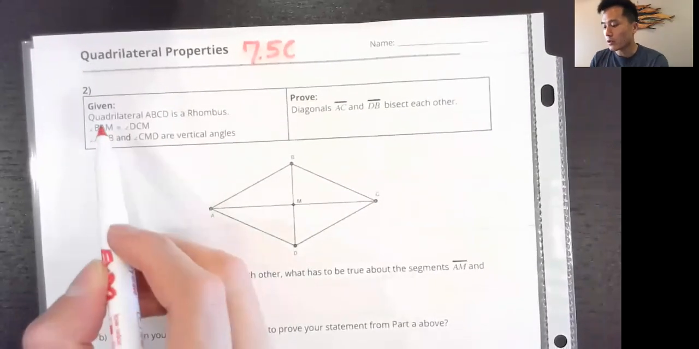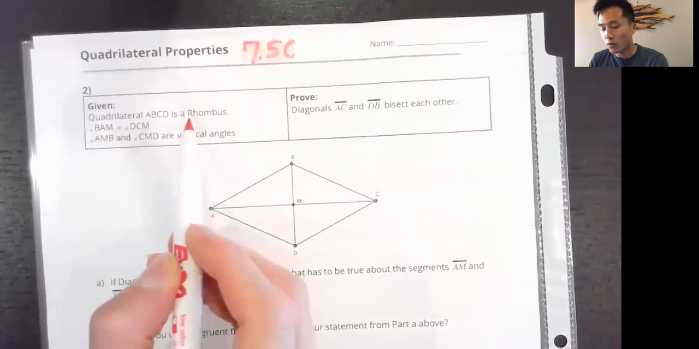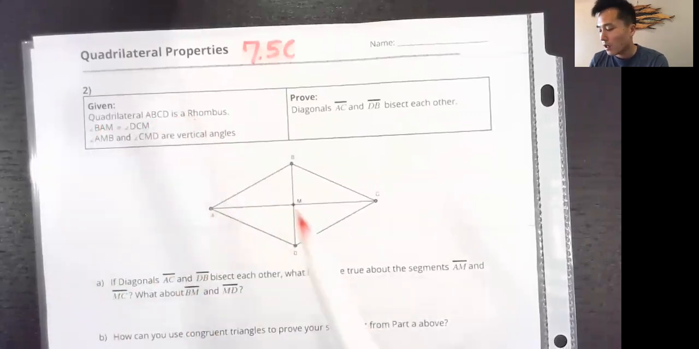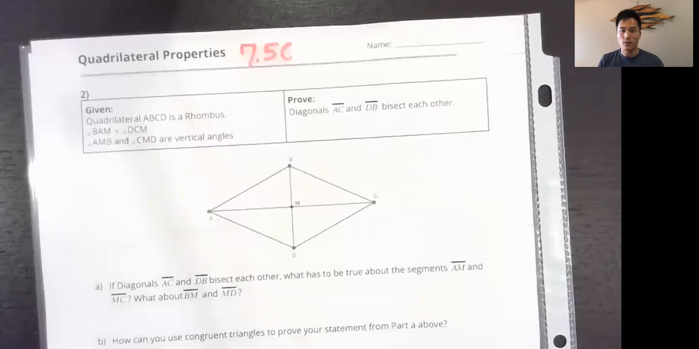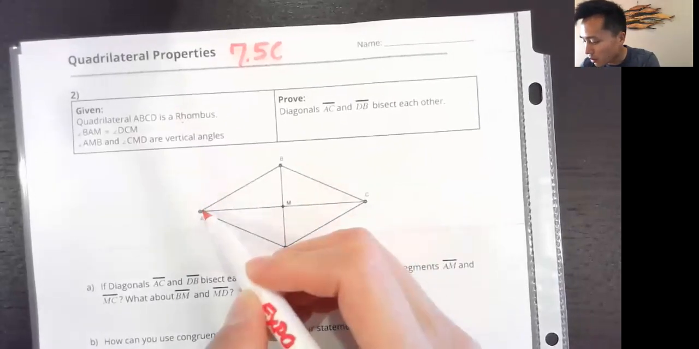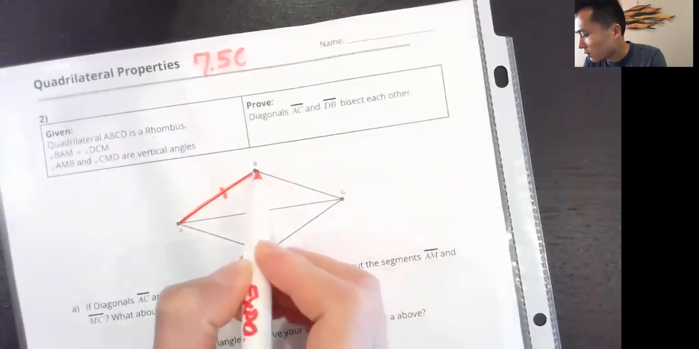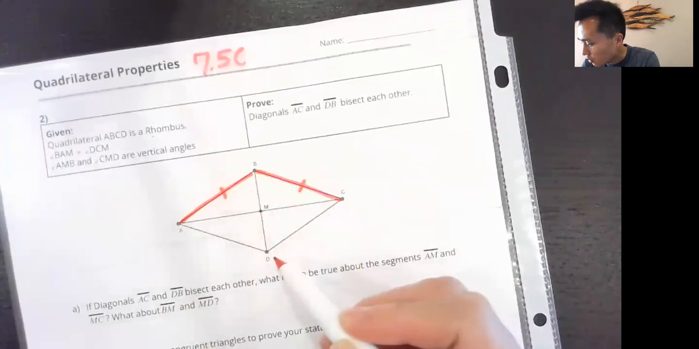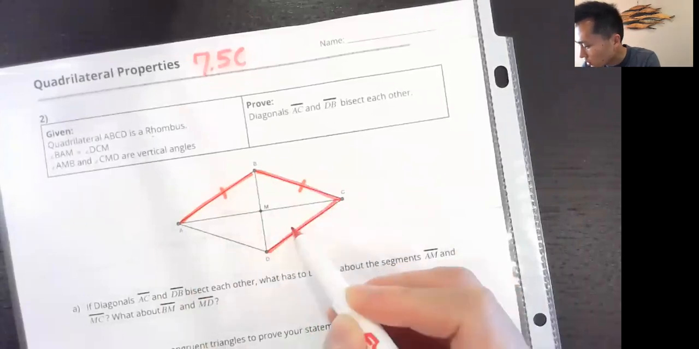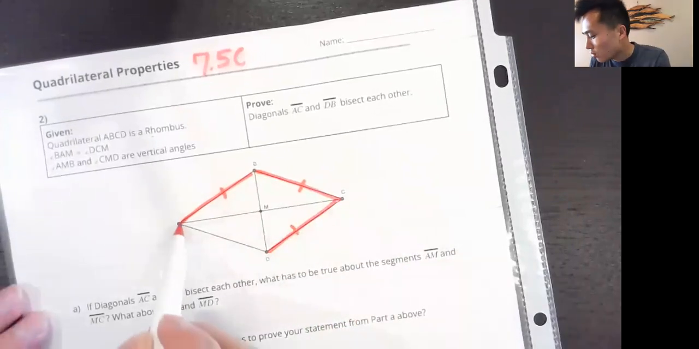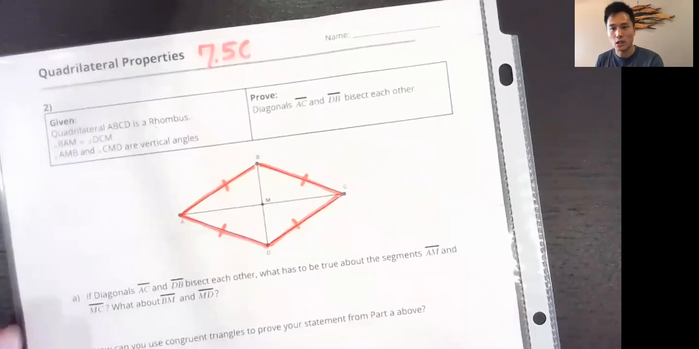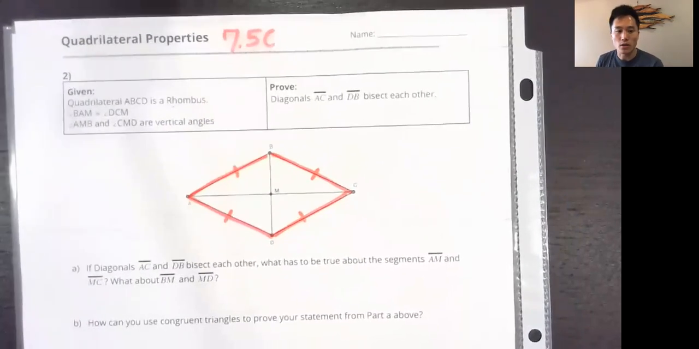We know that quadrilateral ABCD is a rhombus. And the definition of a rhombus is four sides congruent. All sides are congruent. So I can start by marking that here. AB is going to be congruent to BC, which is congruent to CD, which is also congruent to AD. Those are the four congruent sides.